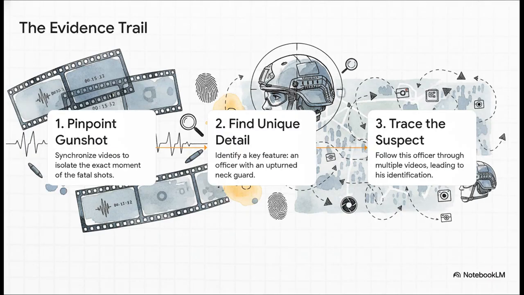The process was just so methodical. First, investigators synced up multiple videos to pinpoint the exact moment of the gunshots. Then, they scanned all that footage for unique identifiers, and the power of this whole technique came down to one tiny detail: a single officer with a distinct upturned neck guard on his helmet. That became the key to tracking him through the chaos.